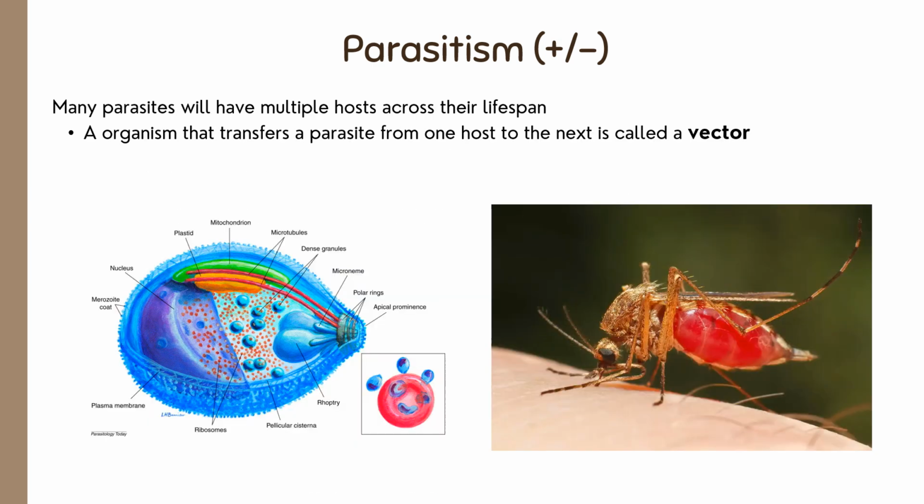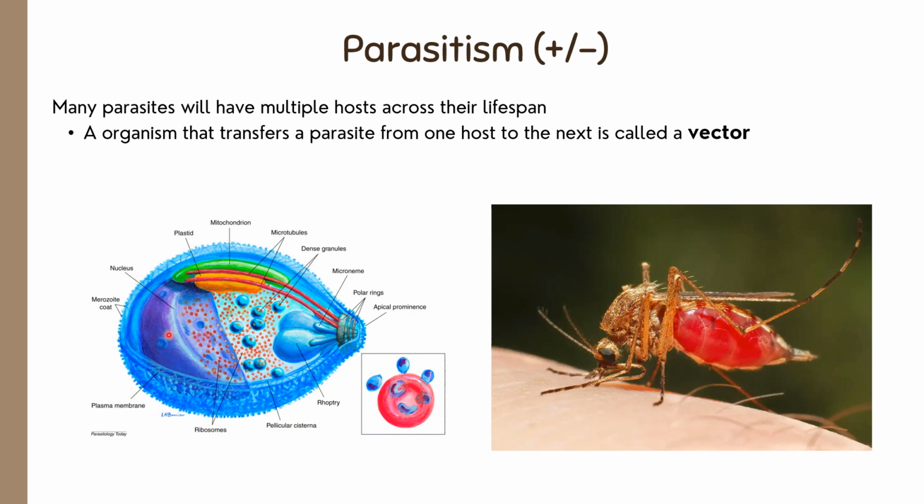Many parasites will have multiple hosts across their lifespan, and an organism that transfers a parasite from one host to another is called a vector. And so over here we have a mosquito, and a mosquito is a very common vector. So the mosquito actually transfers this Plasmodium parasite from one animal to another, and this Plasmodium parasite actually causes malaria. So it's not the mosquito itself that causes malaria, the mosquito is just transferring the parasite that does this.